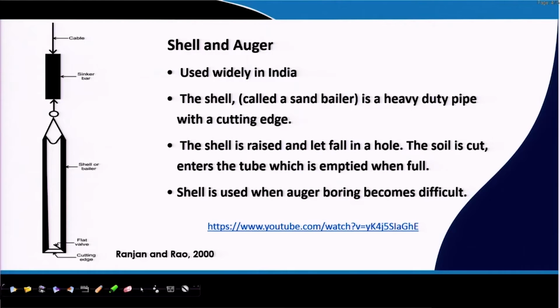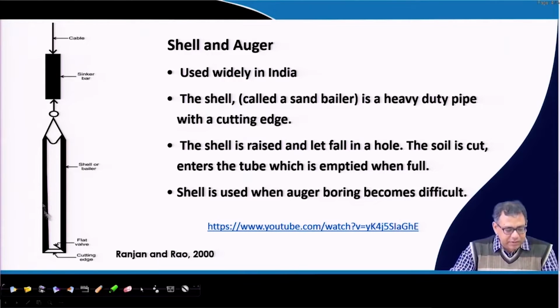Then we can go for the shell and auger boring. These are used widely in India. The shell is a very heavy duty pipe with a cutting edge, and a one way valve is attached. These shells are raised and let fall into the hole.